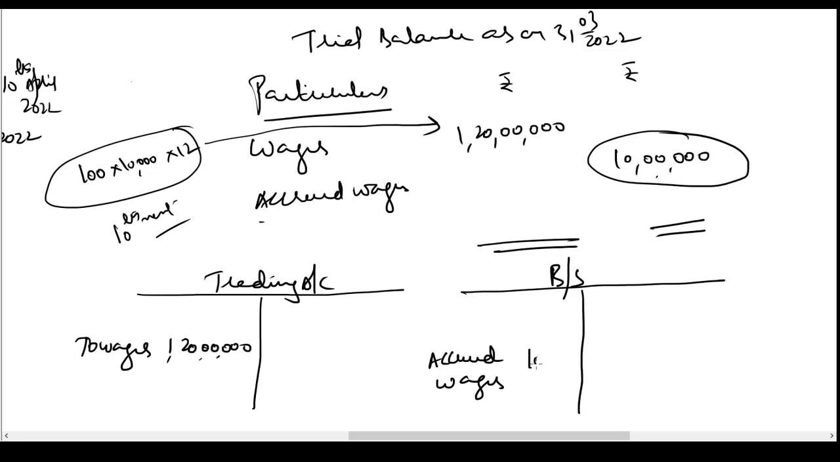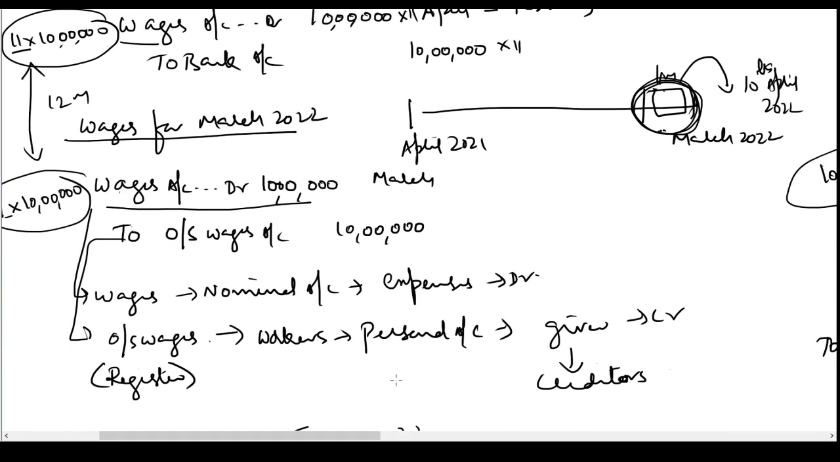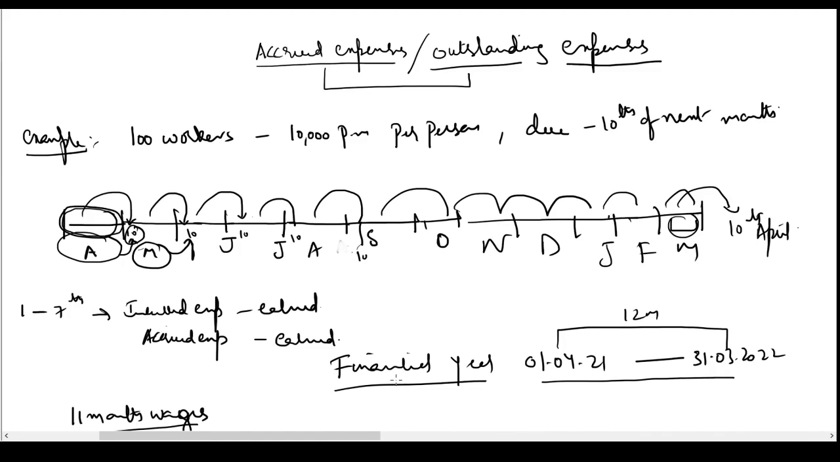Accrued wages will be shown in the liability side, 10 lakh rupees. So this is how we account for an accrued expense or an outstanding expense in our books of account.